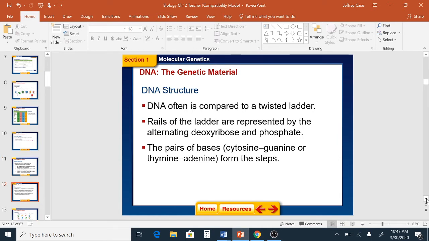Continuing with the DNA structure. DNA often is compared to a twisted ladder. The rails of the ladder, or the sides, if you will, the vertical parts, are represented by the alternating deoxyribose sugar and phosphate group. The pairs of bases, whether it's C and G, or T and A, form the steps of the ladder.